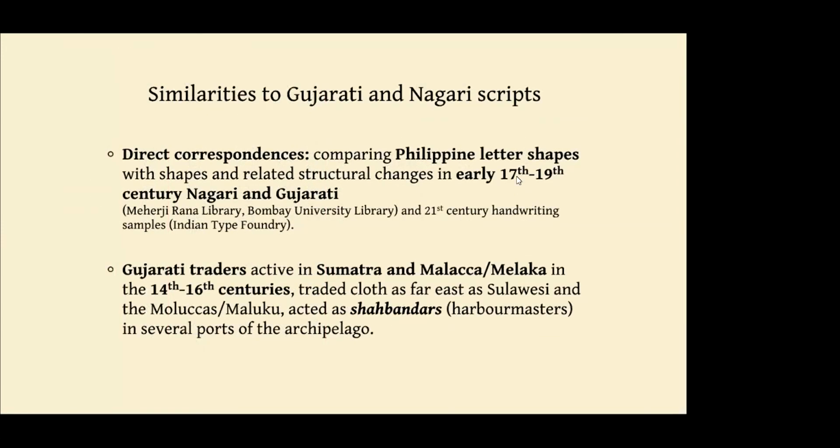So basically, we see direct correspondences between Philippine letter shapes and letter shapes of early Gujarati as it was developing out of Nagari. And this may be surprising at first, but it's well known that Gujarati traders were active in Sumatra and Malacca in the 14th through the 16th centuries and traded as far east as Sulawesi.